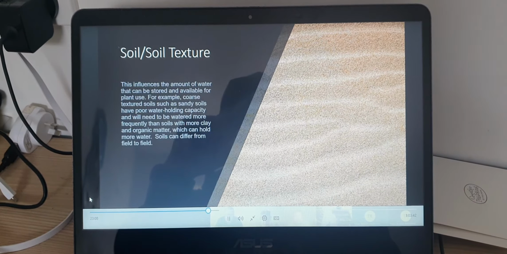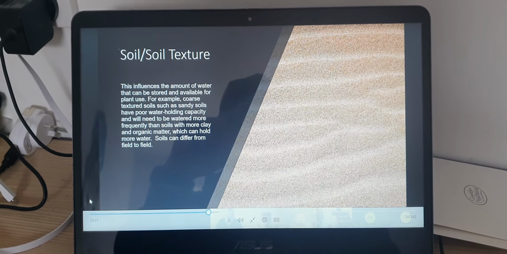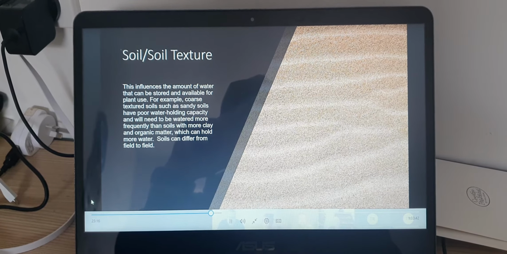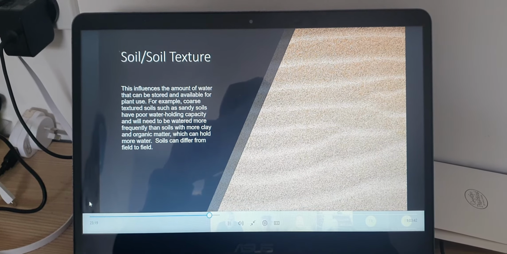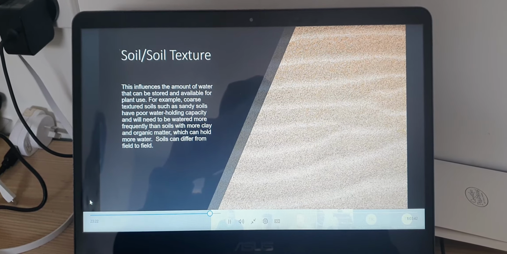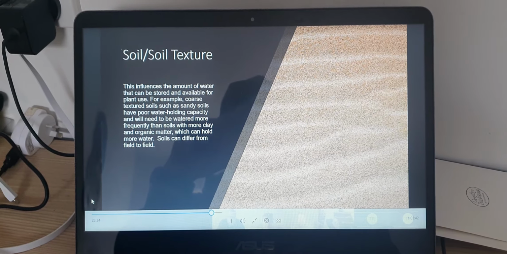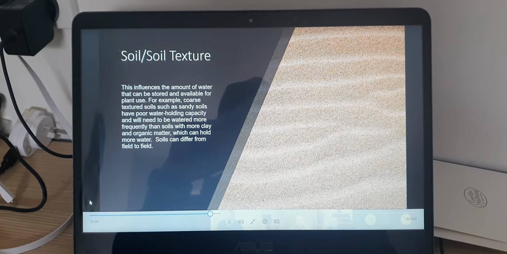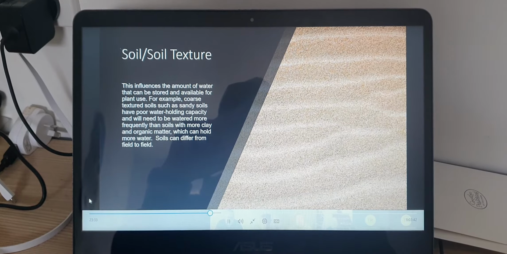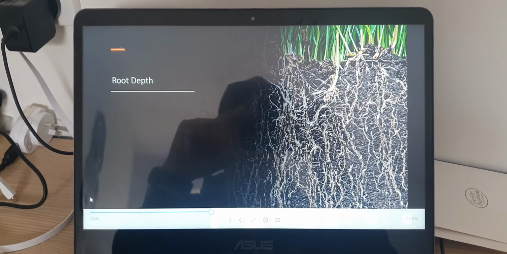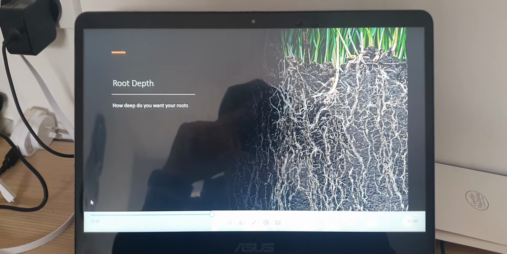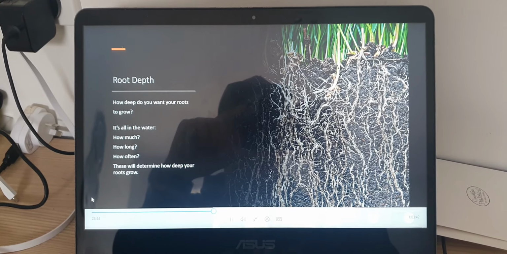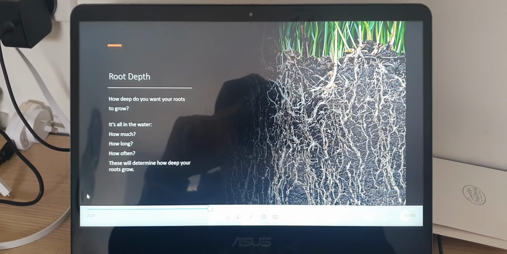Soil texture influences the amount of water that can be stored and available for plant use. For example, coarse textures in soils such as sandy soils have poor water holding capacity and will need to be watered more frequently than soils with more clay and organic matter, which can hold more water in soil and can differ from field to field. Root depth. How deep do you want your roots to grow? It's all in the water. How much, how long, how often? These will determine how deep your roots grow.